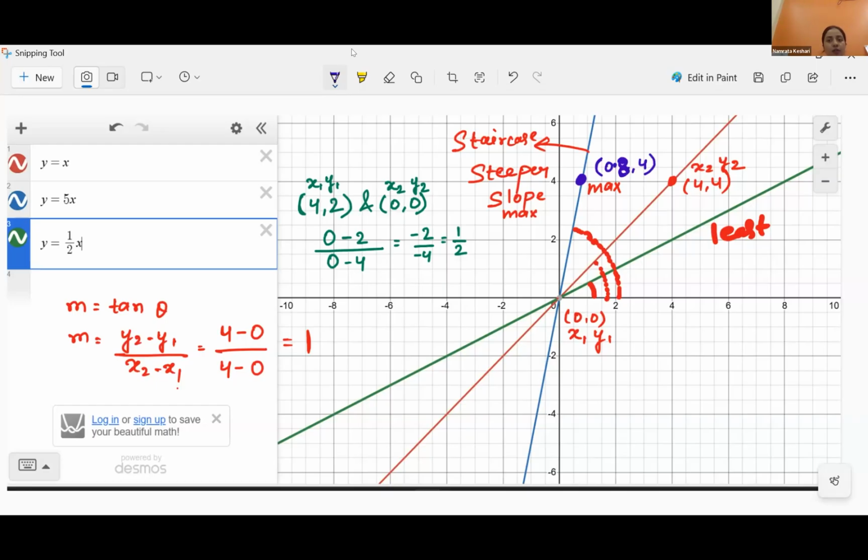0.8 comma 4. Here also, we can take any random point and the origin. For finding the slope, you can take any two points lying on the line.